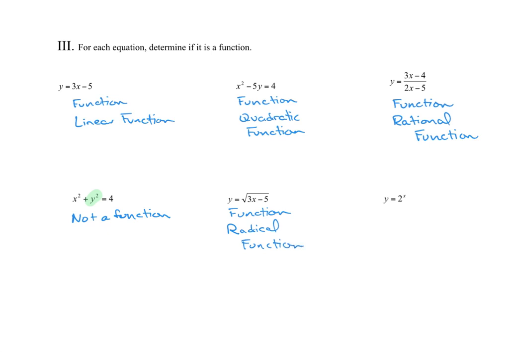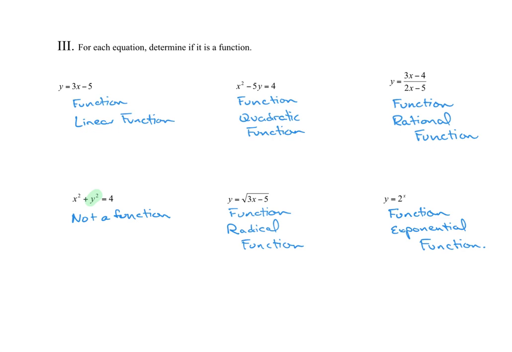And the last one, y equals 2 to the x. This is a function. This is one that you probably have not seen before. We will be looking at these later on this semester. This is known as an exponential function.